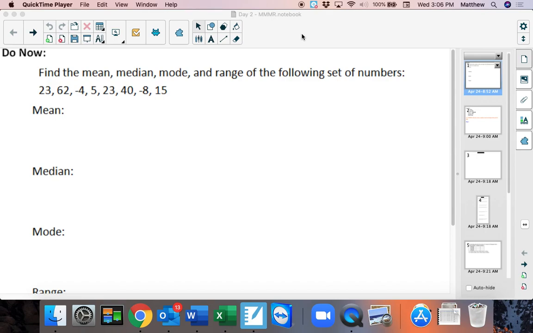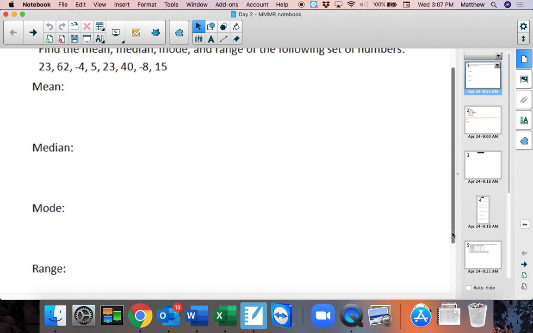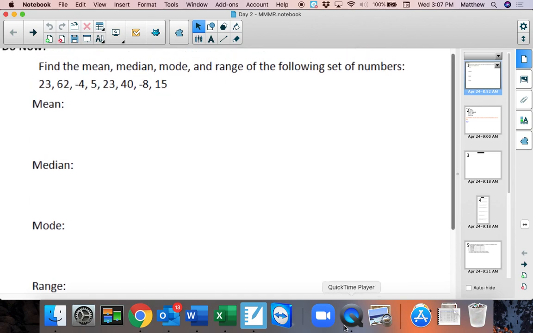Okay, so this is the second day of mean, median, mode, and range, and we just want to go over a couple of examples, more like real world examples now that we have the mechanics of finding each of these. But the quick do now with these numbers asks us to find mean, median, mode, and range of the following. Since I know I'm going to have to find median, mode, and range, it makes sense to order these right now from least to greatest.